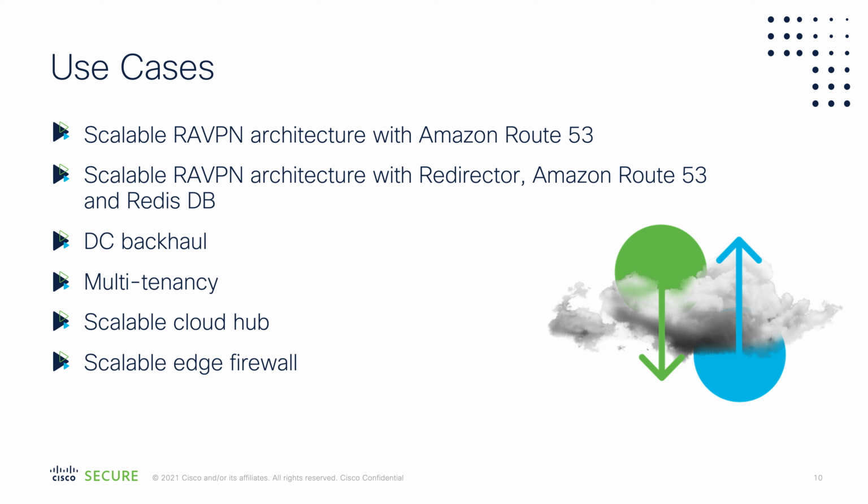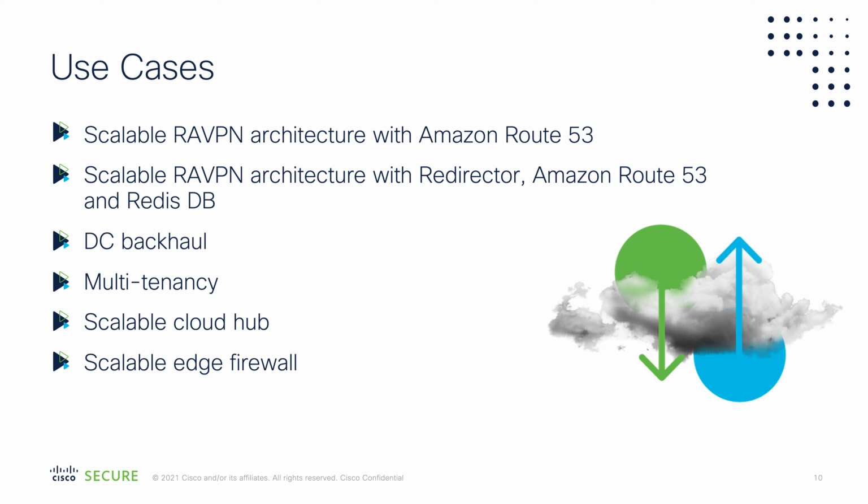I'll talk about this in the upcoming slide, but the other use cases are data center backhaul. So if you have your cloud environment and you want to connect back to the data center, you can definitely create site-to-site tunnels. But the advantage of this architecture is that the moment a new enforcement point, or CNFW, is instantiated, that instance will create a tunnel back to your data center automatically.